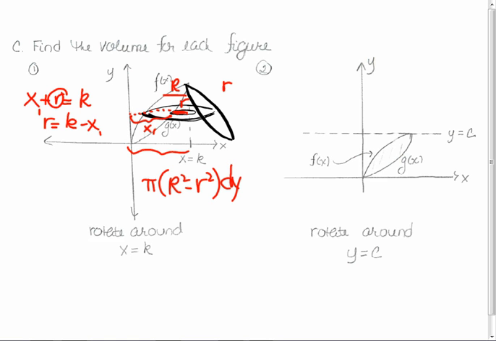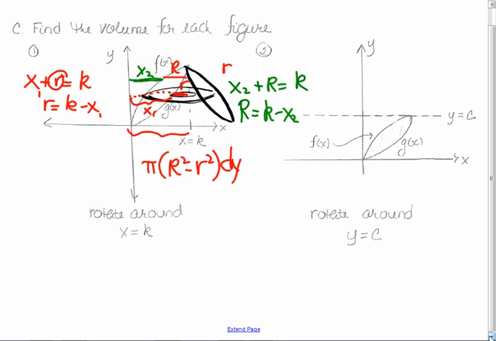So solve for r. What about the other one? This x, this is a different x, that's x2. x2 plus capital R is equal to k. So what's capital R equal to? K minus x2. Yeah, but we have to be in y's, don't we? That one's harder than this one. I should have done this one first.